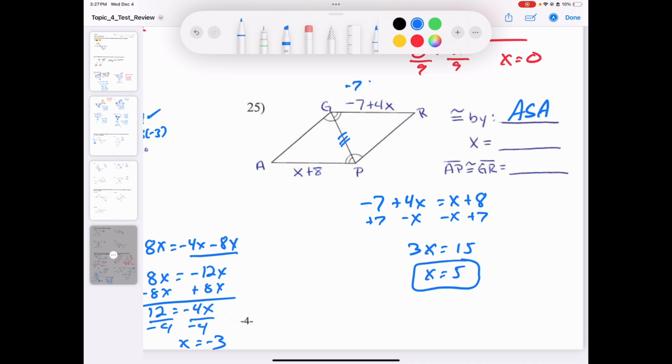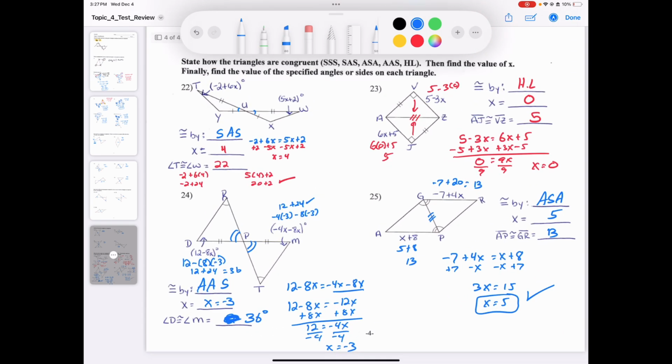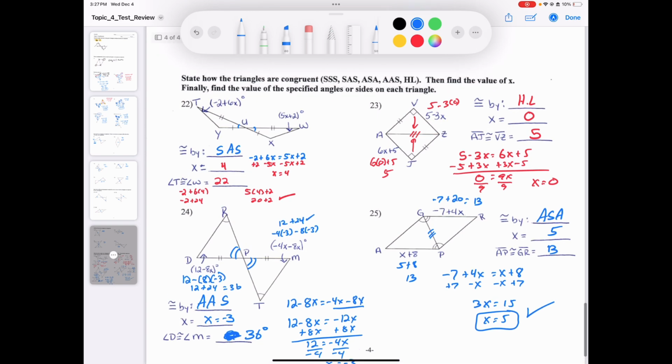So -7 plus 4 times 5 is 20. That gives me 13. 5 plus 8 is 13. So 5 and 13. They check out. There it is. That is the review.